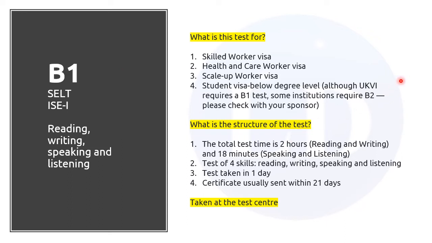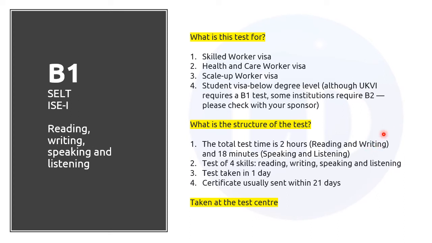If you're applying for a student visa that is below degree level, below graduation, BA, then obviously you can do B1, but sometimes institutions need B2. UKVI's requirement is B1, okay, but it's better to check with your institutions, colleges, wherever you're applying to study, what type of language qualification they need to give you the CAS.